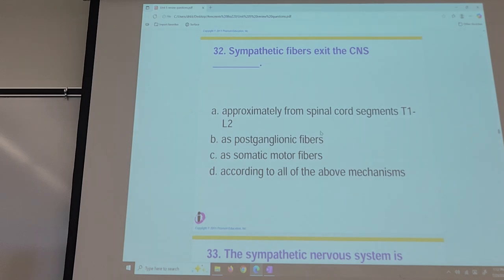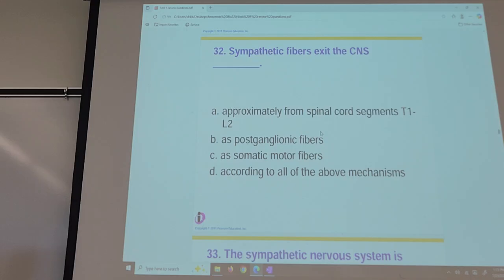Is it all of the above? Is sympathetic fibers somatic motor? No. Okay. Sympathetic is part of what division? The ANS, which is also called general visceral motor. So you can cross out C automatically, right?